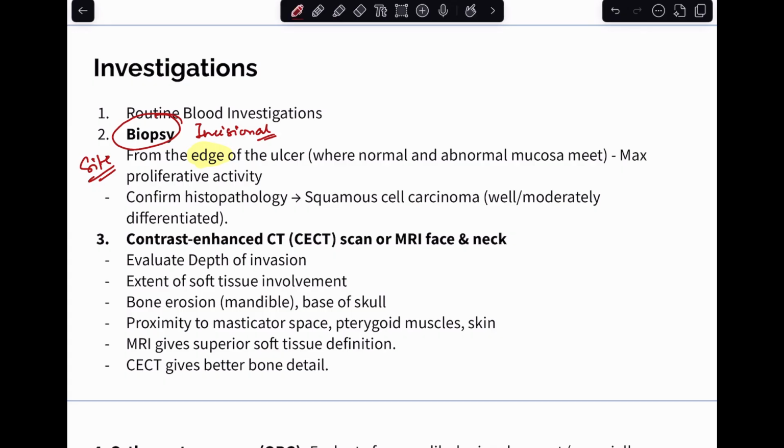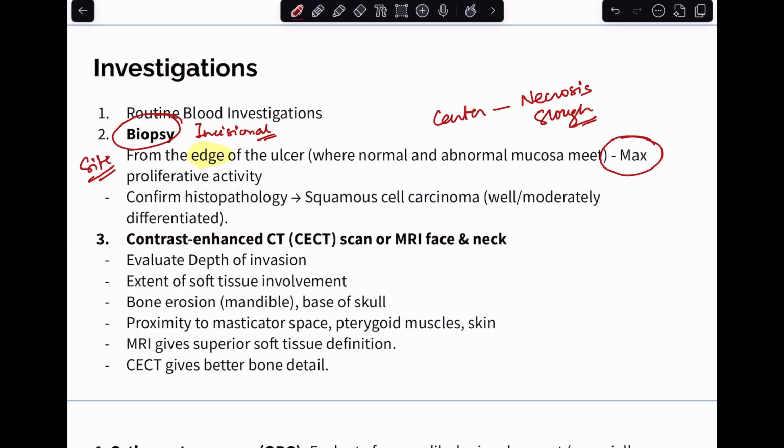Because the center of the ulcer usually contains, in a malignant ulcer, more necrosis. There'll be a lot of necrotic slough present over here. So if you take a biopsy from there, we'll not be able to assess anything at all. Whereas the edge is actually the area which has the maximum proliferative activity. That is where you need to take the biopsy from to see the normal as well as the abnormal tissue right over there. So, our biopsy will help in confirming the histopathology as squamous cell carcinoma and the grading of it. The second investigation would be imaging.